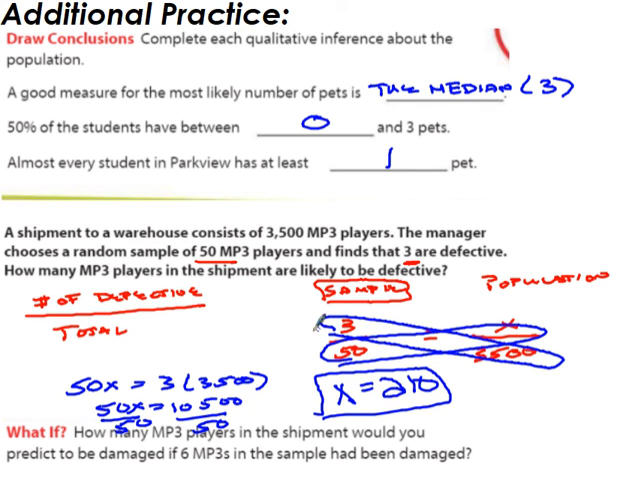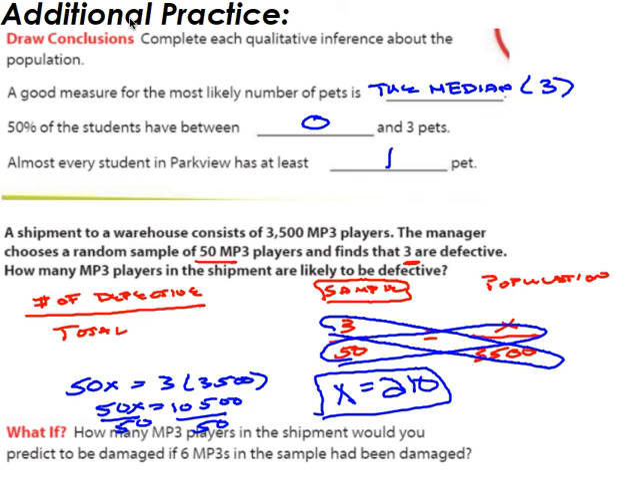So we know 3 out of every 50. So therefore, if I know that 3 out of every 50 are going to be defective based on this sample, then I'm going to multiply that till I get to 3,500 to figure out 210 out of 3,500 are probably going to be defective.